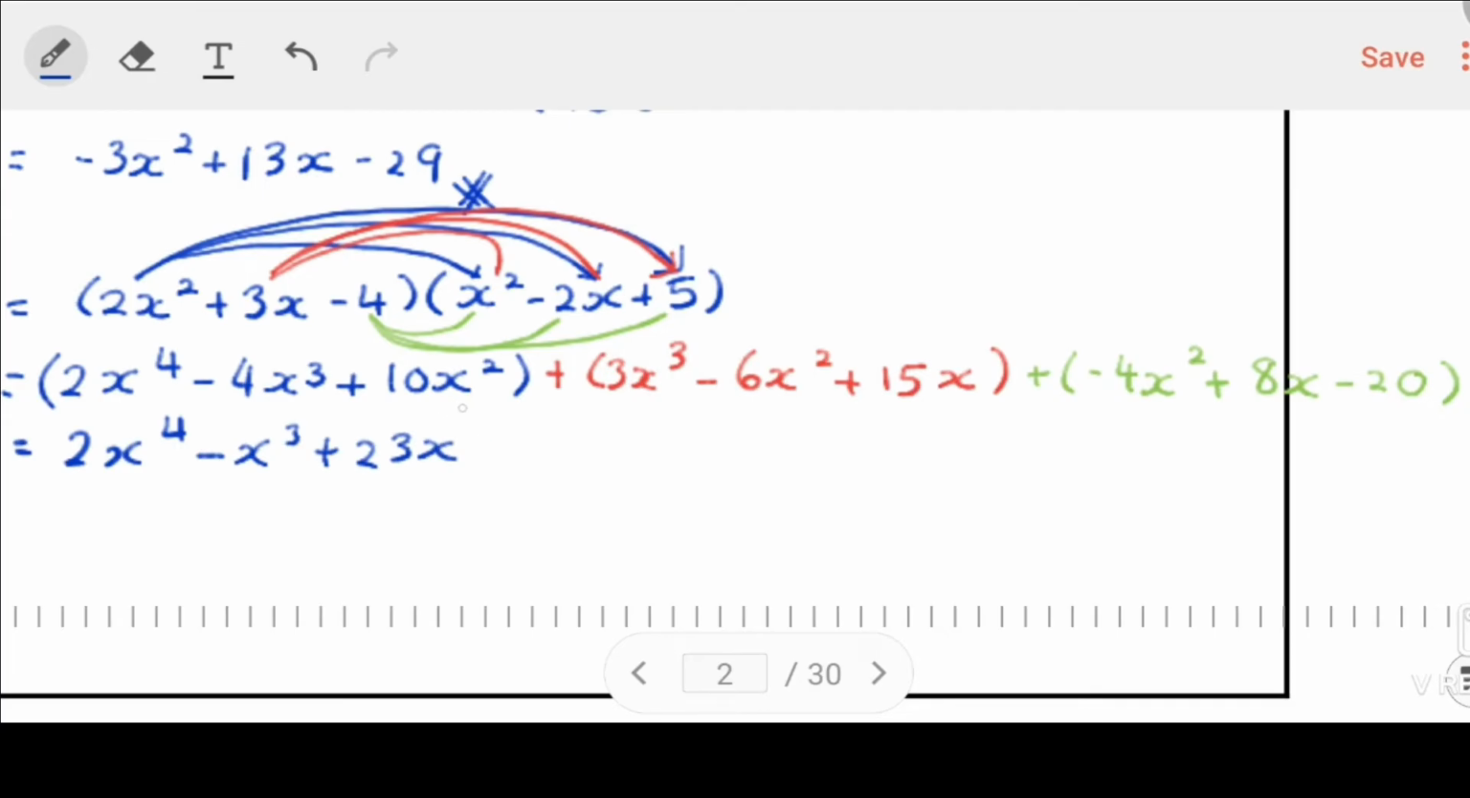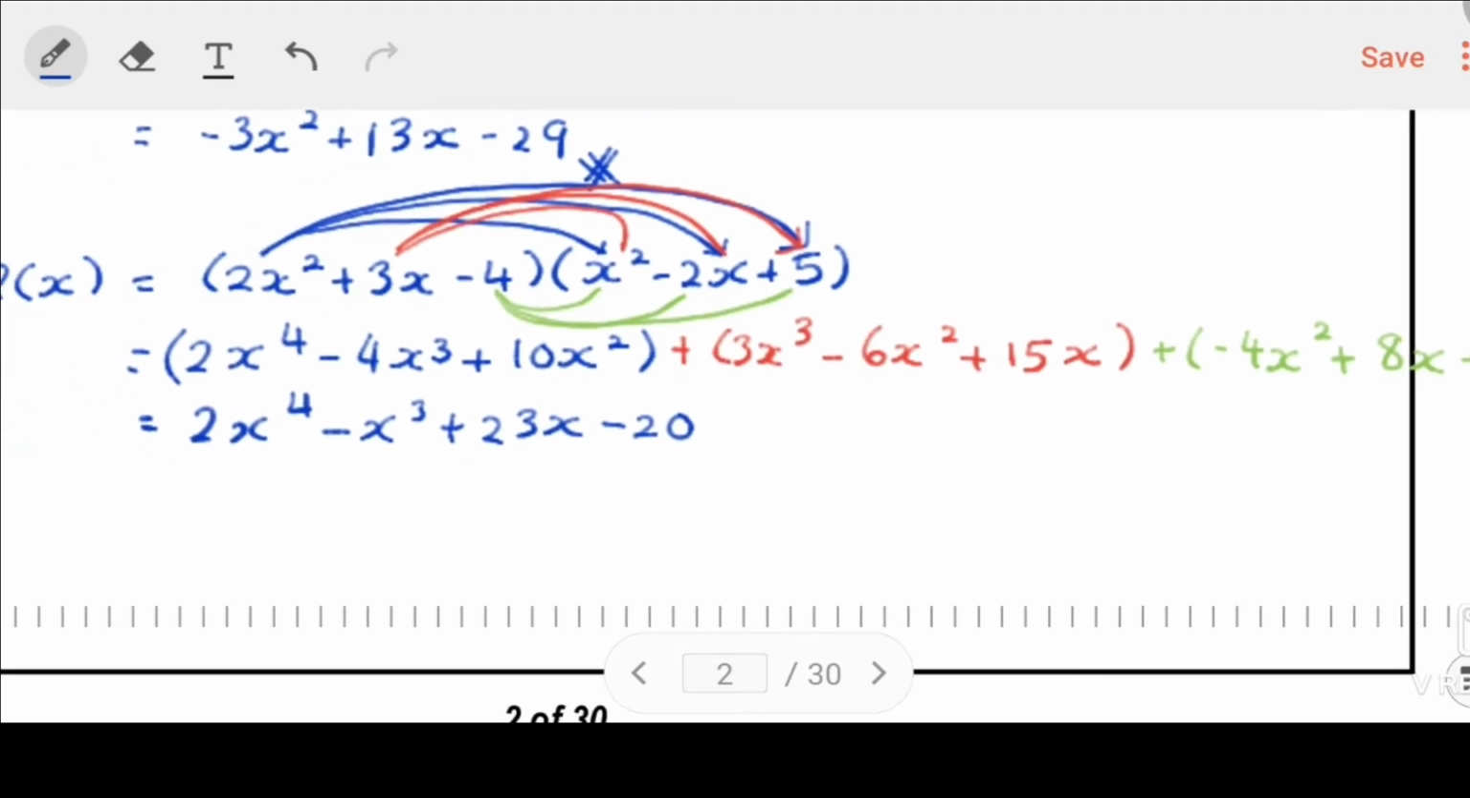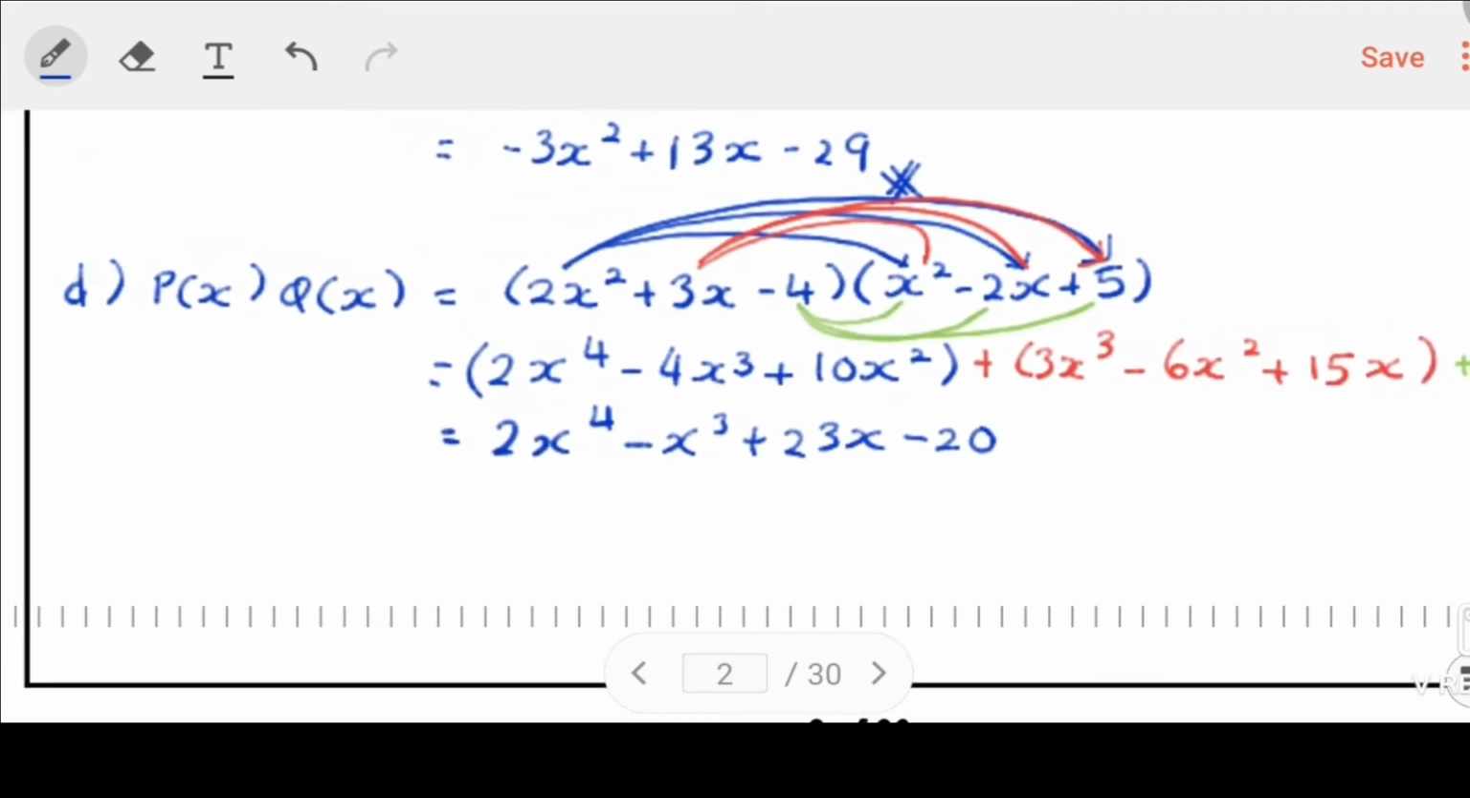Then after that, find the constant. So we only have one constant here, minus 20. So the final answer for part D, Px times Qx equals 2x power 4 minus x cubed plus 23x minus 20. So this is the final answer.